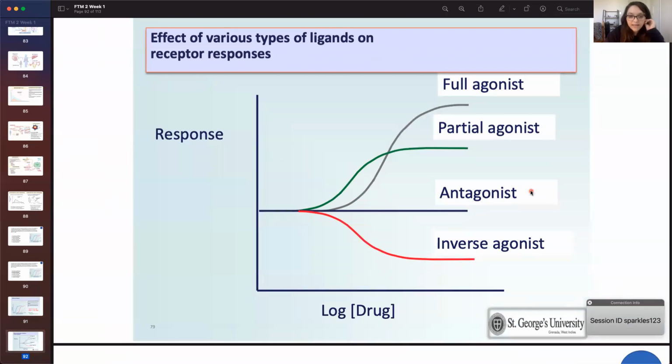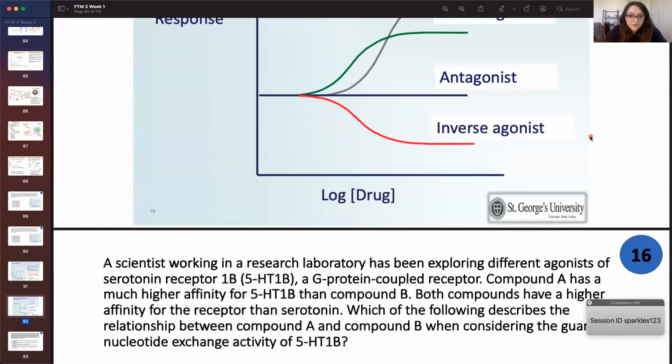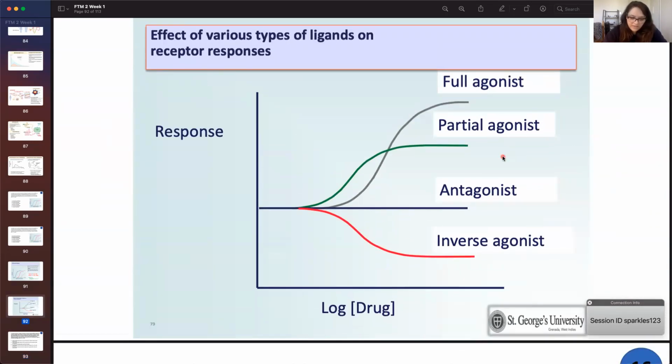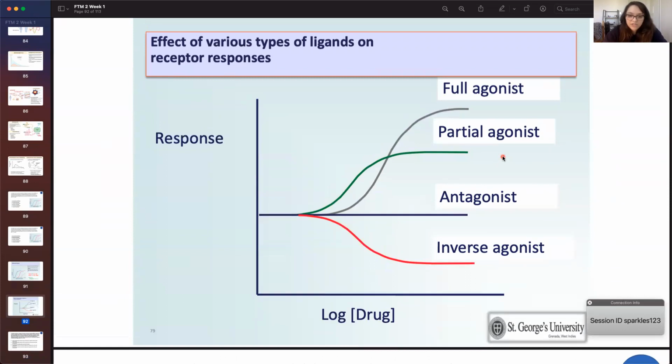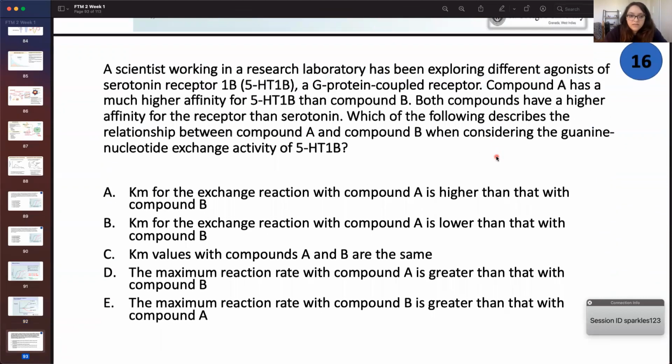Okay, so again, know these graphs. Full, partial, antagonist. Inverse agonist, we didn't focus on as much, but just know what the graphs look like and know what's causing the shift. And that should be enough for the exam. You guys do have two graphs that look the same, I believe, in your lecture slides. Just make sure that you do all the practice questions you're assigned, because it'll really help you differentiate between every single one of these graphs. Okay, next, let's try this.